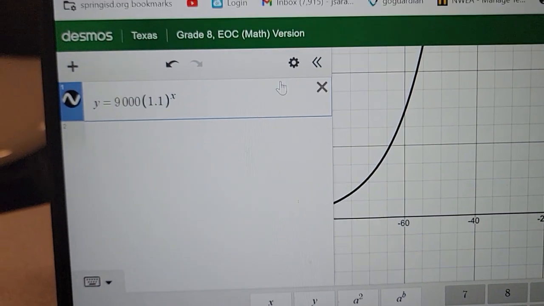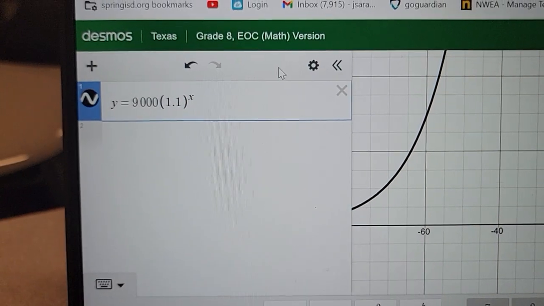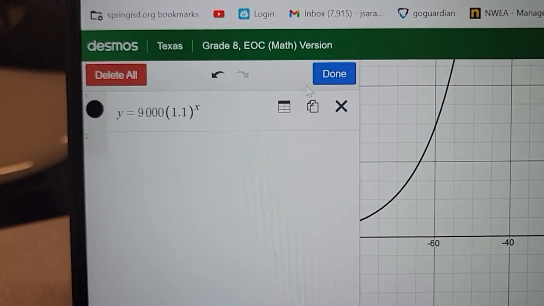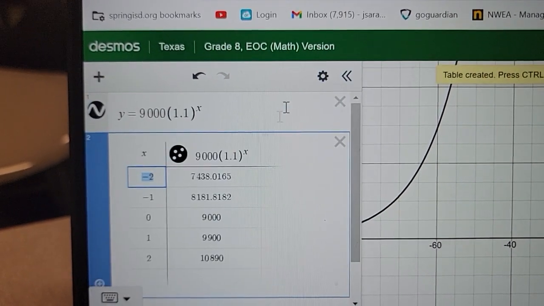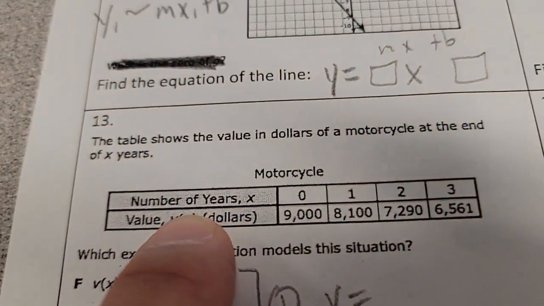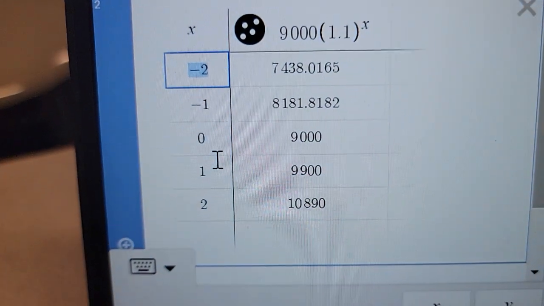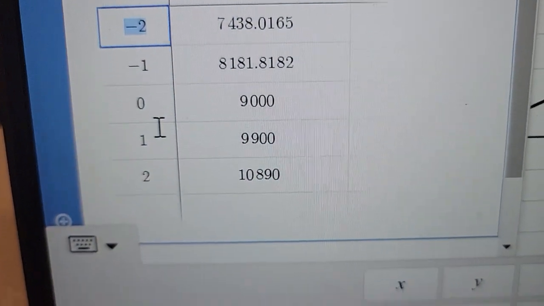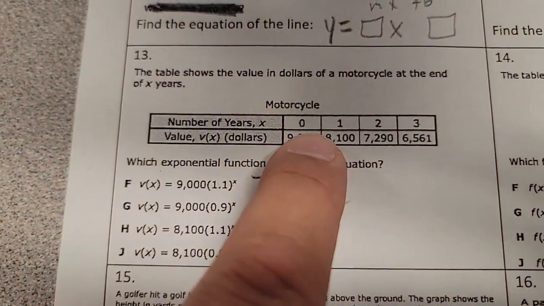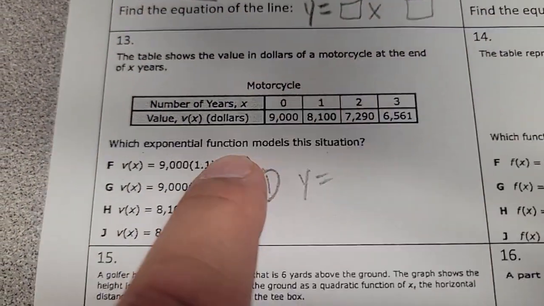All right. Now, one thing we can do here, guys, once you type it in, I can go to the gear. I have to hit the little create table. And then I can type in the numbers. So you're going to type in the X numbers. 0, 1, 2, 3. So look, 0, 9,000. 1, 9,900. But look, this is supposed to be 8,100. So I know that cannot be the answer.